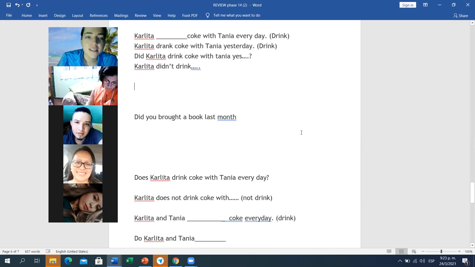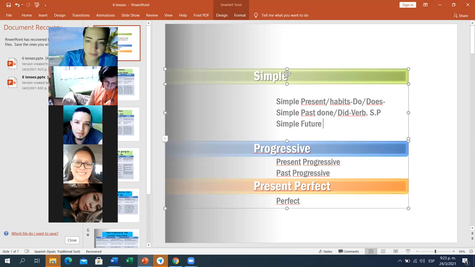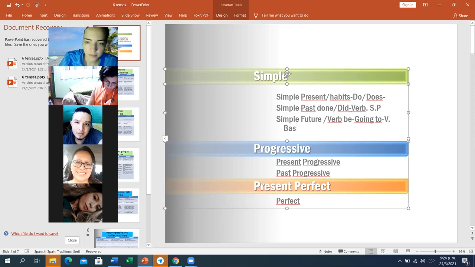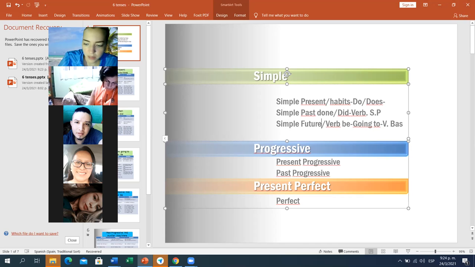Now, we have the simple future, guys, that you already know that it's with going to, right? Verb be. And going to. And verb in the base form. Now, when do we use it? For future actions. Para acciones futuras. Okay. I am going to. She's going to. We are. ¿De dónde saqué el is? ¿De dónde saqué el am y dónde saqué el are? Del verb to be. ¿Y en qué momento voy a decir is, are, and am? Depends of the subject, right?